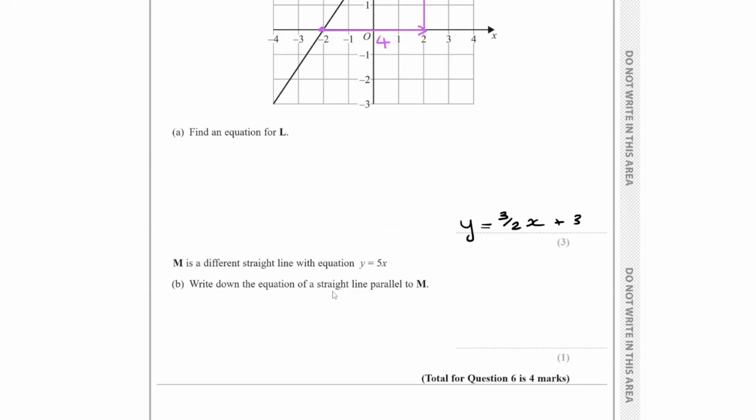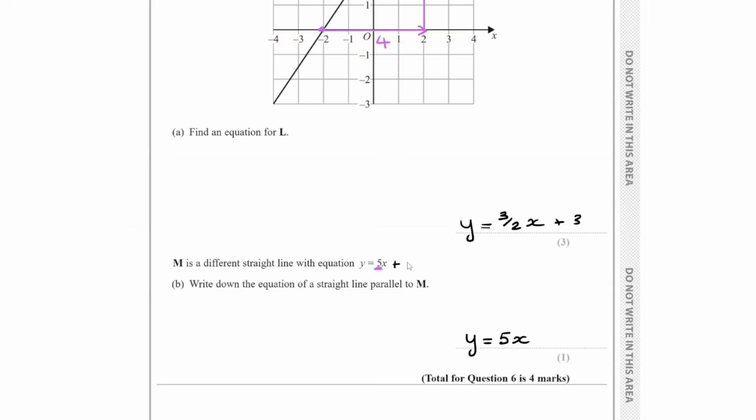M is a different straight line with equation y equals 5x. Write down the equation of a straight line parallel to M. So ignoring this one up here, it's not anything to do with part B. What do we know about parallel lines? They have the same gradient, which is the letter, as we just said, in front of the x. So any parallel line to M would also have to have a gradient of 5, so 5x, and then you just have to choose a different y-intercept.